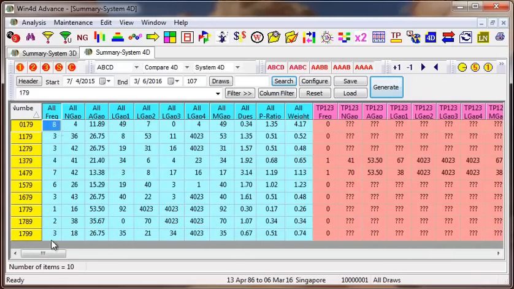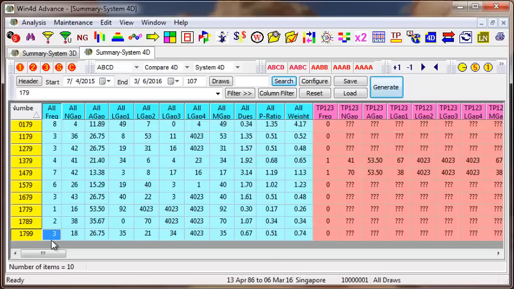So very simple, we right click here, go into system filter, right, system 4D, there we go. Bring the constellation and we will click generate. So from here we know that altogether there are 10 sets of numbers starting from 0179 all the way to 1799.